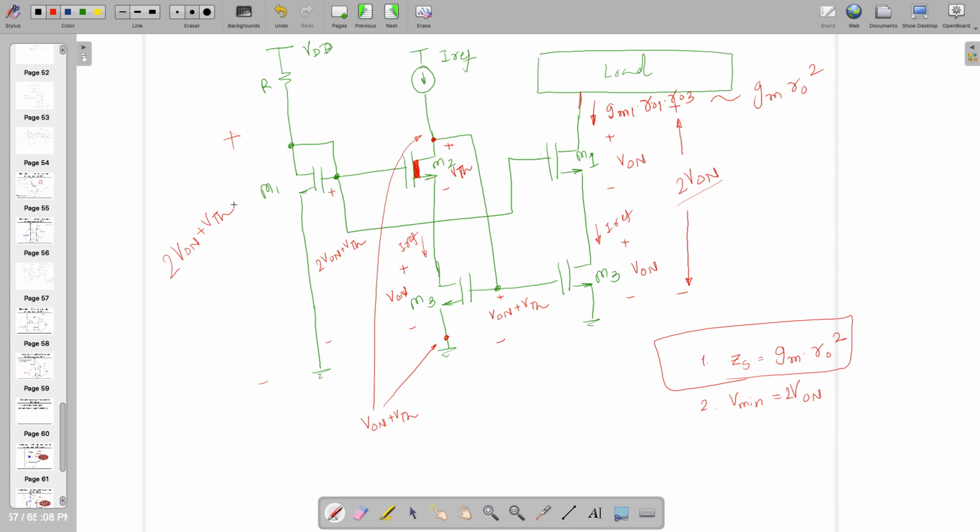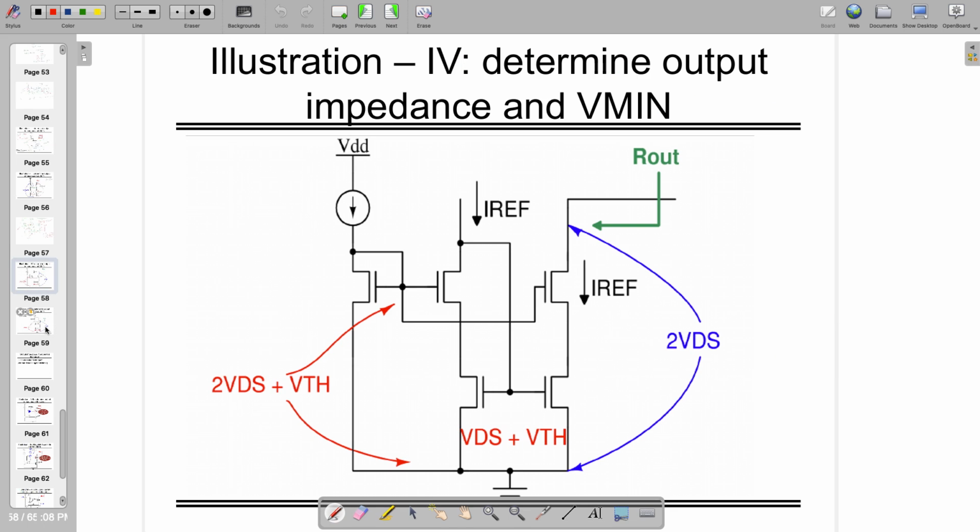This particular scheme is advantageous in terms of good source impedance, and the minimum potential is now 2 V on. It is not adding up the threshold voltage, because that is the bare minimum we can do. Otherwise, it will be difficult to keep every transistor in saturation. So the trick is as follows. You have to do that one. This was one of the configurations taken from the book which I mentioned.